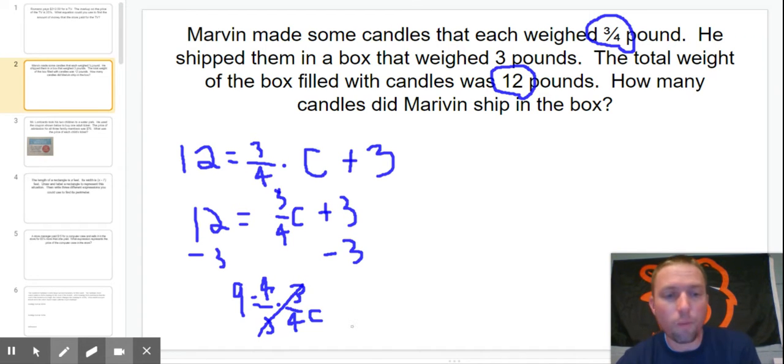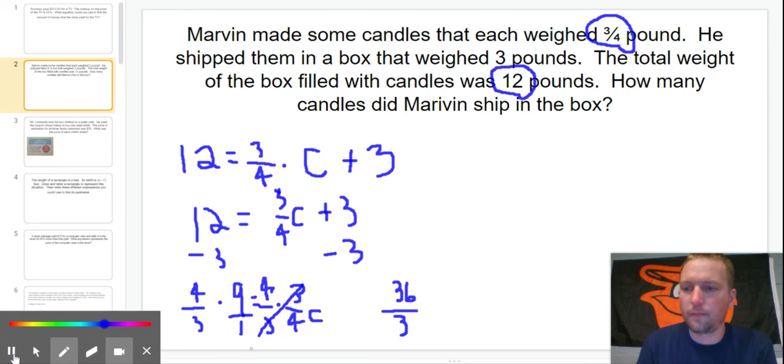Now, we know that whatever you do to one side of the equal sign, you have to do to the other. It's like a scale, it's a balance. So we're going to multiply this side by 4/3 because that's the reciprocal. So we make 9 a fraction as 9 over 1, and we can multiply. 4 times 9 gives us 36, and 3 times 1 gives us 3. So we have 36 over 3.